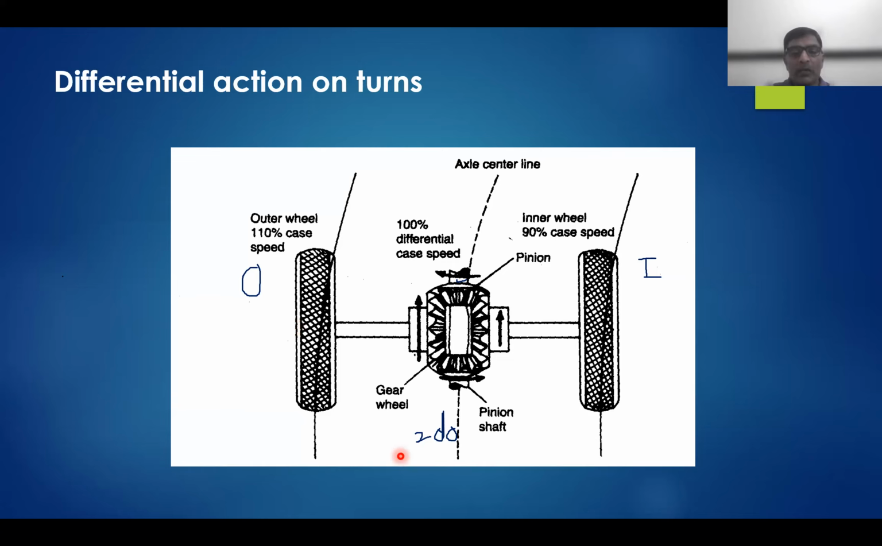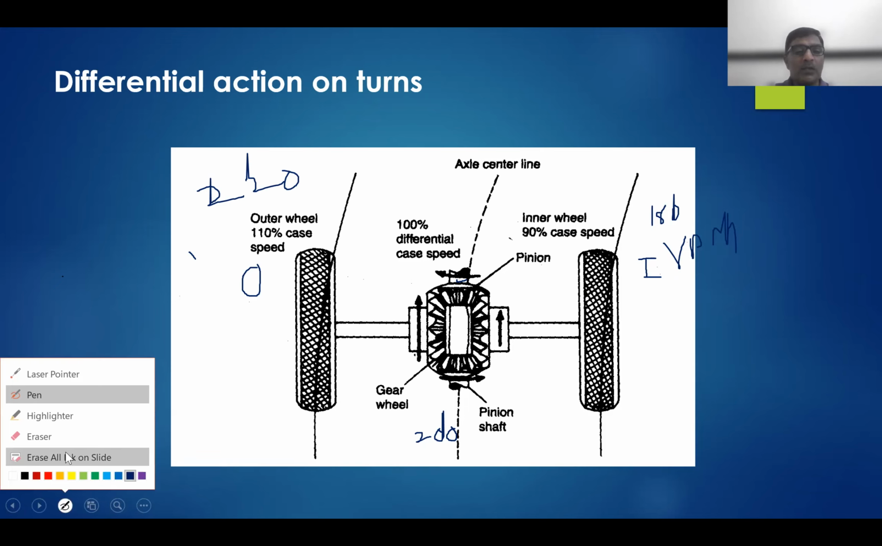For the time being, you can consider the cage speed is 200 RPM, and suppose this has to rotate with less RPM, and for the time being I will write it is rotating with 180 RPM, meaning 20 RPM slower than the cage speed, and this has to rotate at 220 RPM with respect to the cage speed.